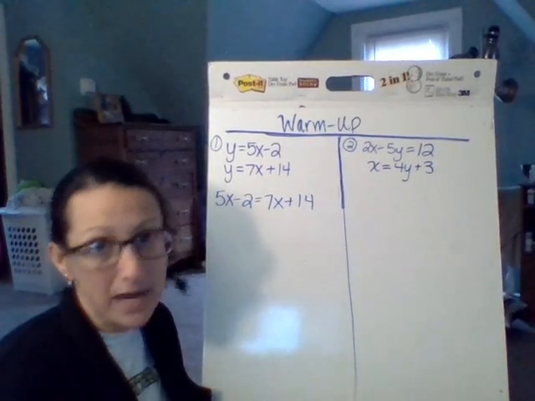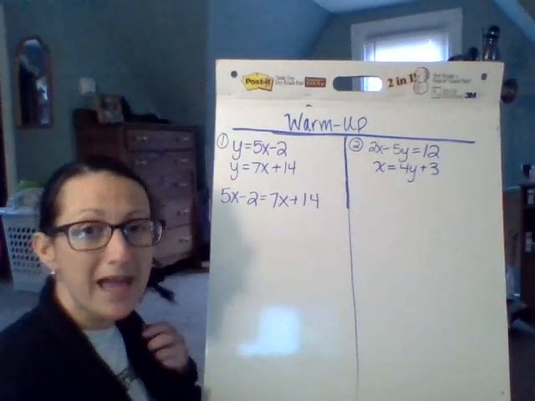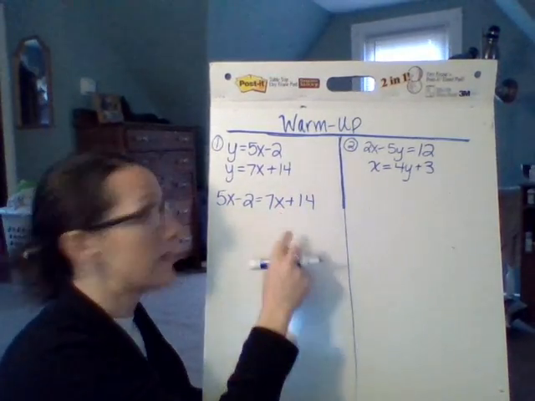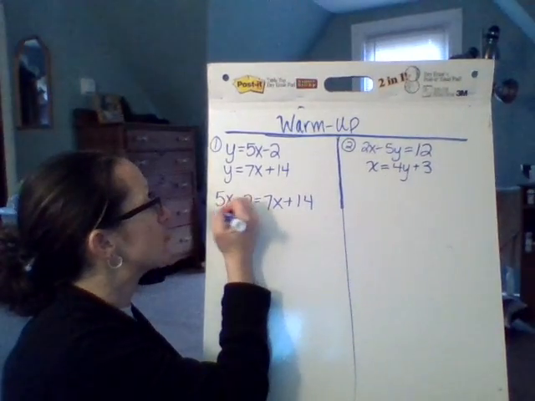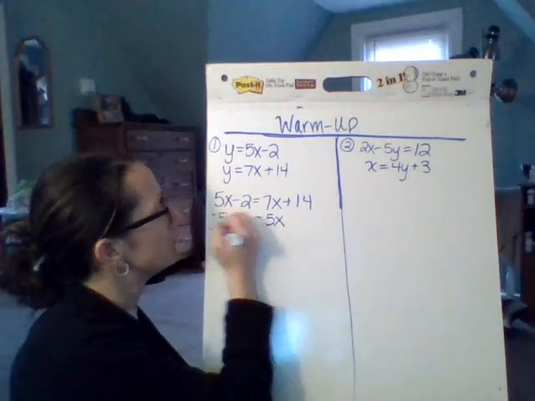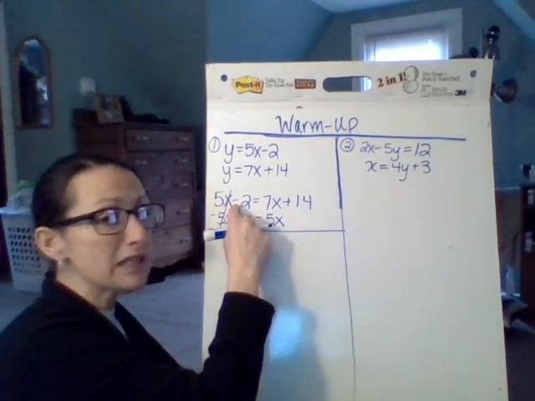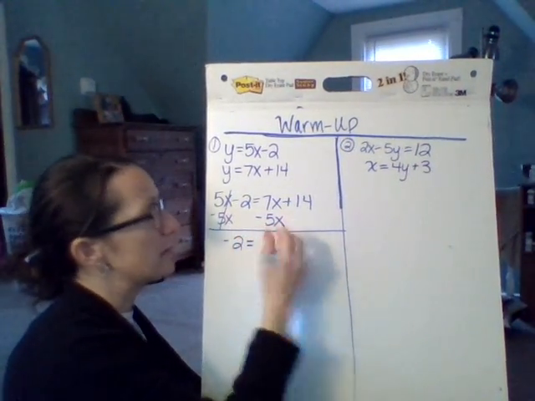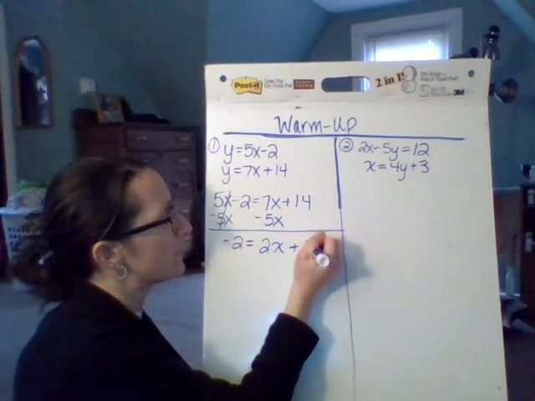We can't combine across an equal sign, so we're going to have to add or subtract to both sides. If I want to get my x's on the same side, I'm going to decide to move the 5x over. If you want to add the 2 over, you can do that first too, either way. So I'm going to subtract 5x. The 5x's cross out. Don't lose this negative sitting in front of the 2 here. So that comes down. Negative 2 is equal to 7x minus 5x is 2x, and then plus 14.